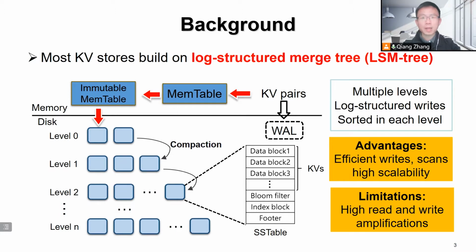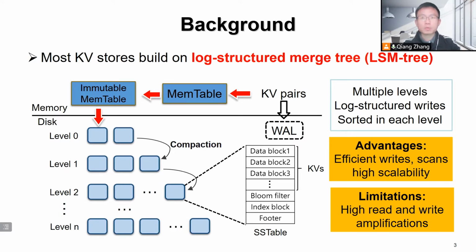It organizes data into multiple levels with increasing capacity, and the data in each level are fully sorted and organized into fixed-size files called SSTables. Note that when moving data from a lower level to a higher level, data in both levels are required to be read out, merge sorted, and then written back. This is called compaction. LSM-tree can transform random writes into sequential writes and keep each level fully sorted, so it supports efficient writes, scans, and high scalability.